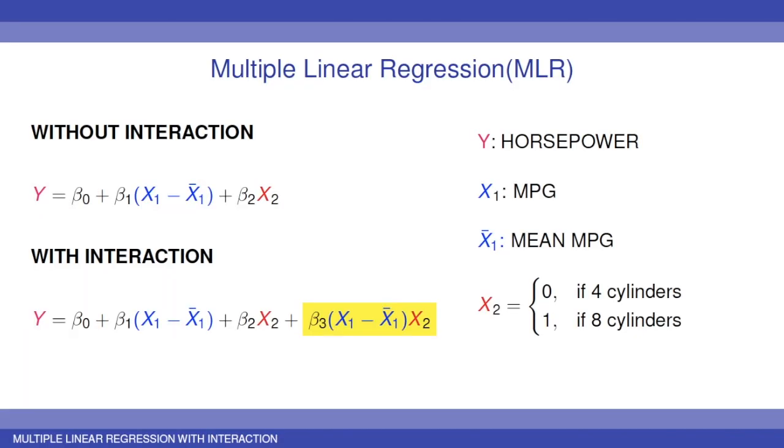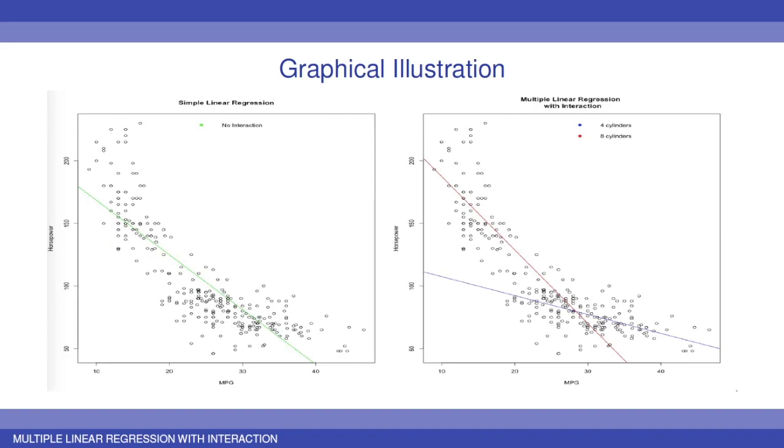Now we will transition from multiple linear regression without interaction to multiple linear regression with interaction. The difference between them has been highlighted. The graph on the left has MPG on the x-axis and horsepower on the y-axis. In other words, it shows us the line representing horsepower versus MPG.